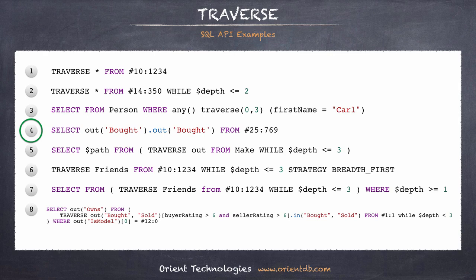Number 4 is an example where you probably don't want to use a traversal because we know the depth target is 2 ahead of time. Here we use a select and then chain out functions, which will result in a better query speed than a traversal with depth of 2.